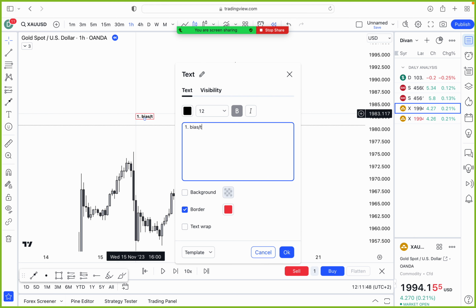Number 1 is your buyers or your trends. Number 2 is green block candle. Number 3 is higher time frame supply demand. Number 4 is lower time frame supply demand confluence with higher time frame, and number 5 is your entry.